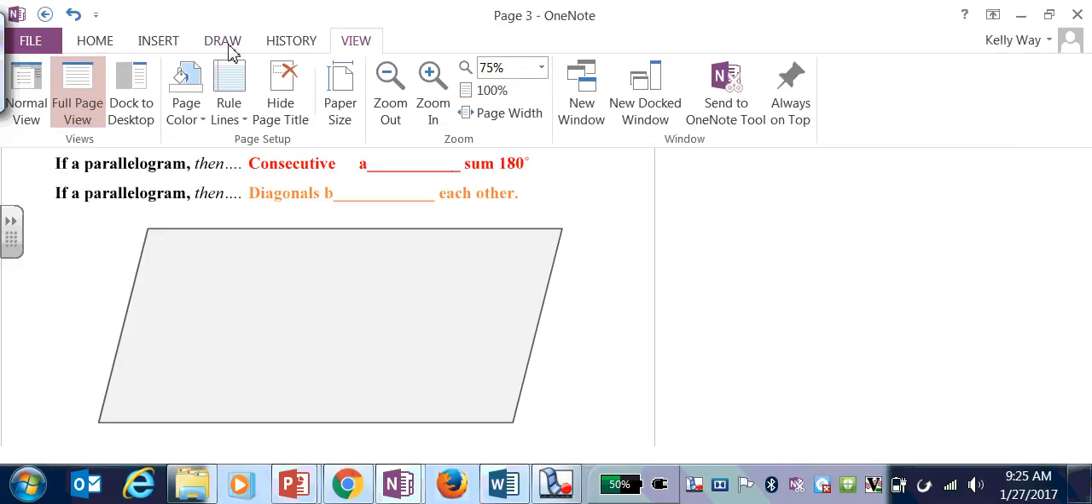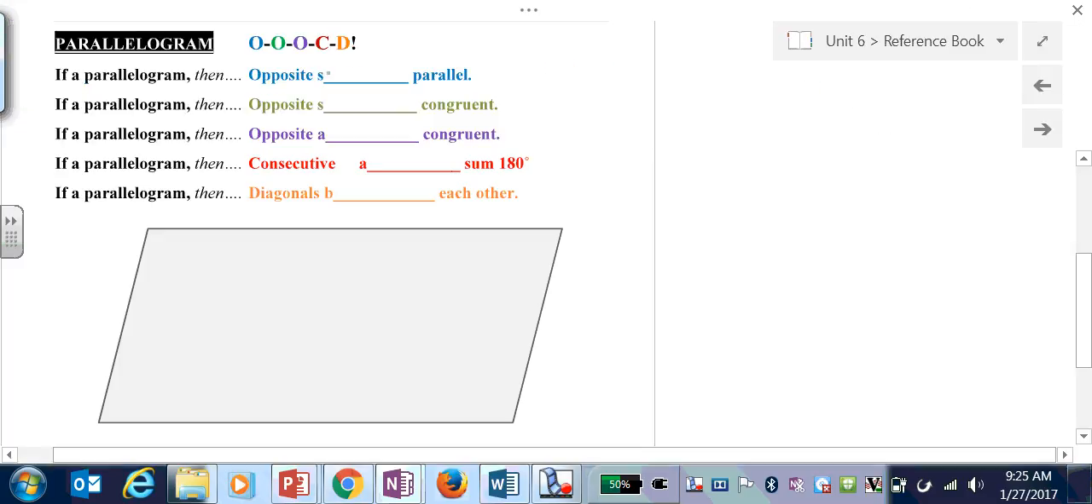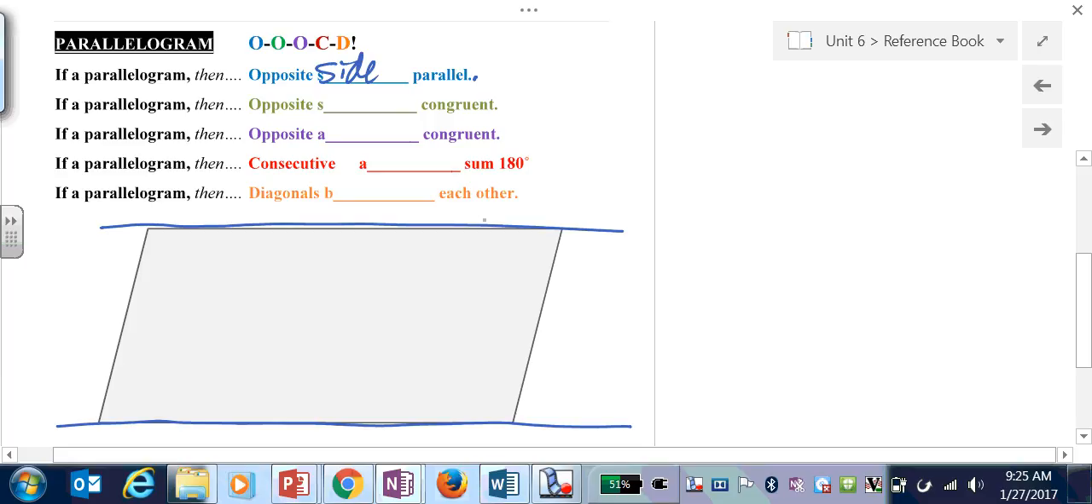Ready? And I'm going to color code this. Opposite sides are parallel. So physically trace. Whenever things are parallel, you trace and stretch.